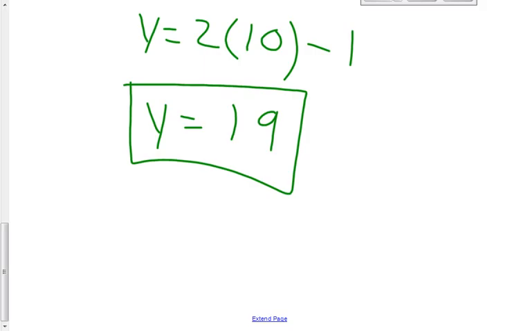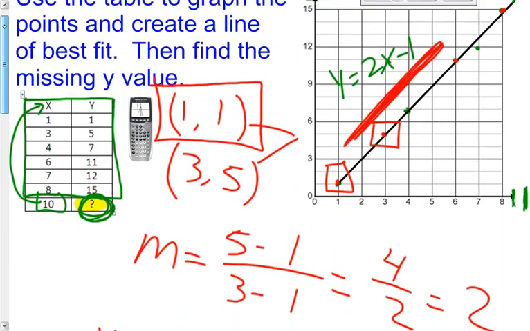And I want to see all of this work just as I'm doing it here on the smartboard. This is how I want you to do it on your test.